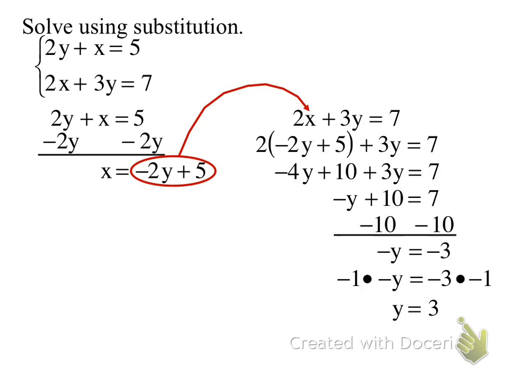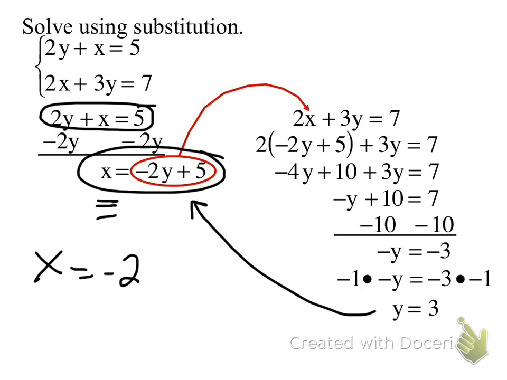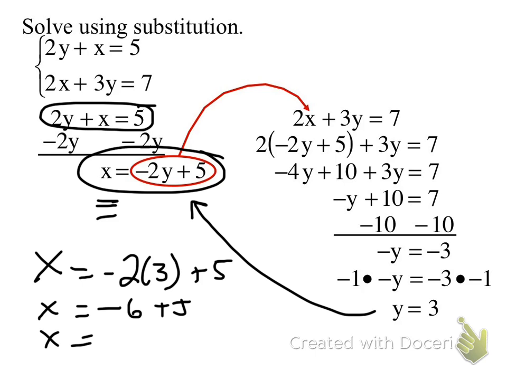Okay, now, let me show you something. This equation and this equation right here are equivalent. Yep. And this one already has x alone. So if I substitute here, I'm going to get x equals -2 times 3 plus 5. I don't have to do any inverse operations. I just have to simplify. X equals -6 plus 5. X equals -1. My ordered pair is -1, comma 3.